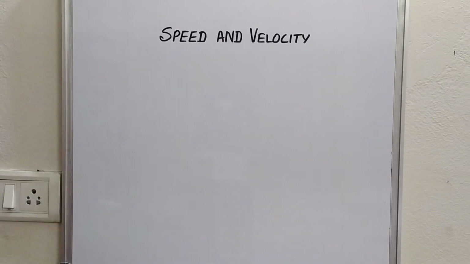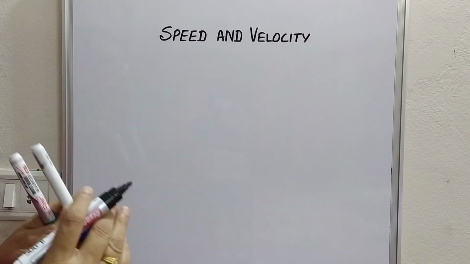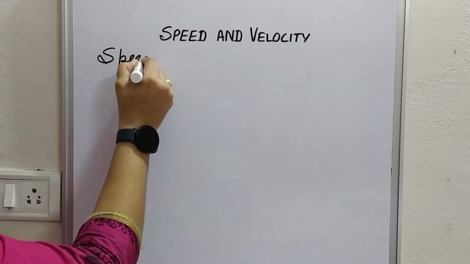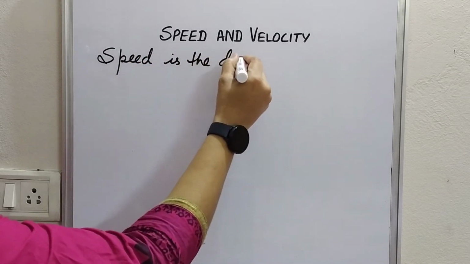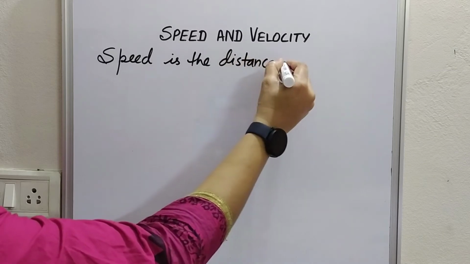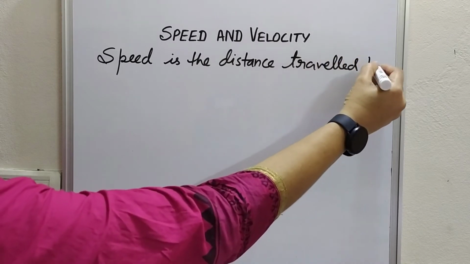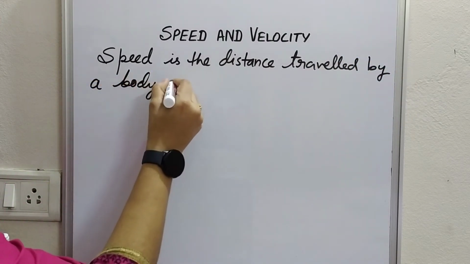Having learned the definition and meaning of distance and displacement, let us move on to the next physical quantities in this topic, speed and velocity. They appear synonymous but they are different. So we define the speed of a body as the distance travelled by a body in unit time.